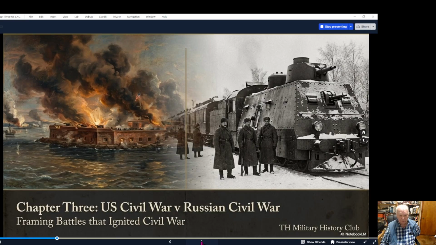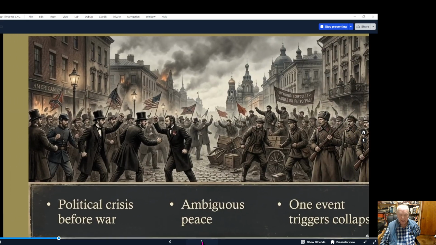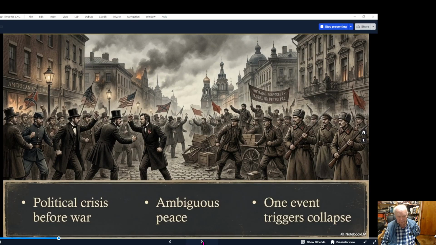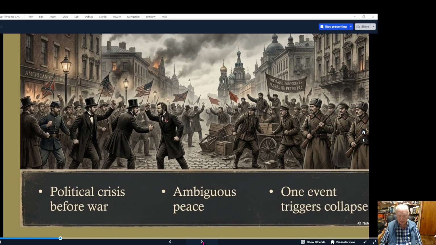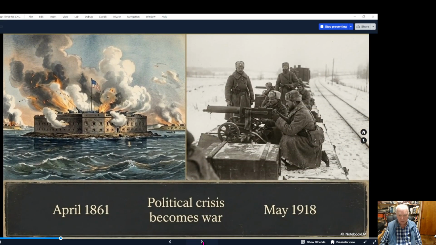So the battles are framed. Here's an armored car, and here's Sumner and the armored train, and we'll talk more about the armored trains later. And the political crisis had come before the war, and now the war erupts, and now we're into organized violence.